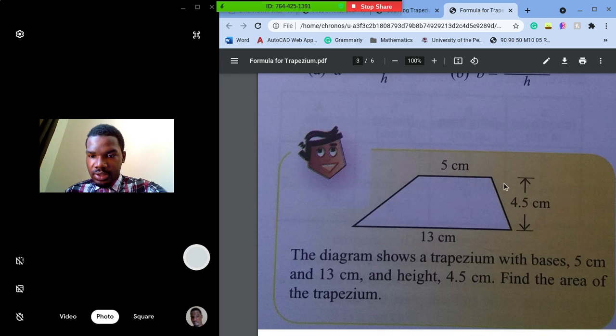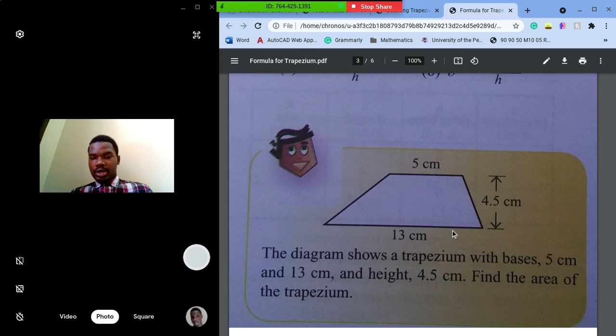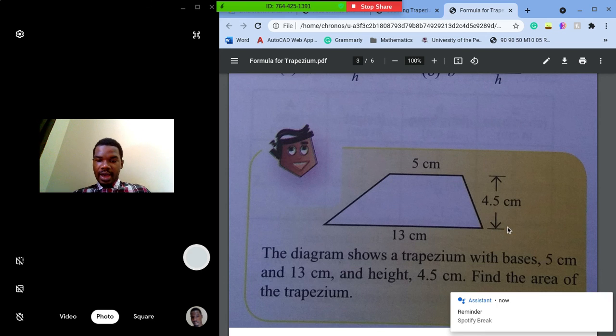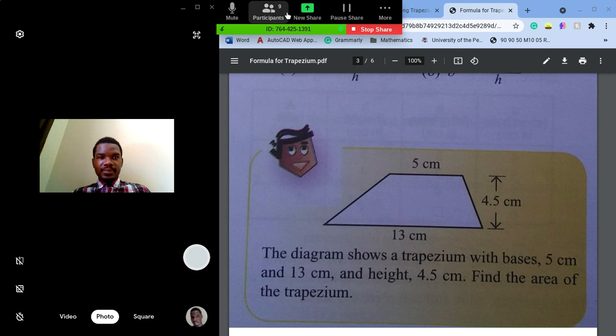Let's say you have this trapezium. Take a picture of it or quickly draw it in your book. Practice it for me. You have 5, 13, and 4.5. Find the area of this trapezium. So you have 3 questions to do for homework until Monday. Sounds good? Everybody clear as mud? Sir, I don't understand this.